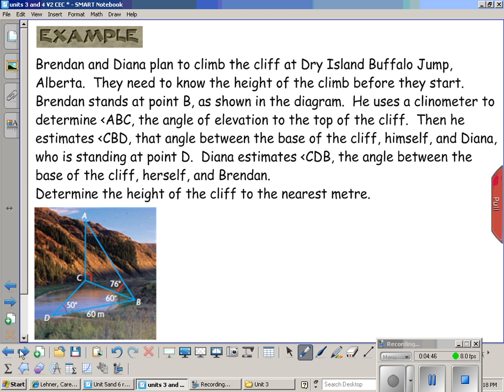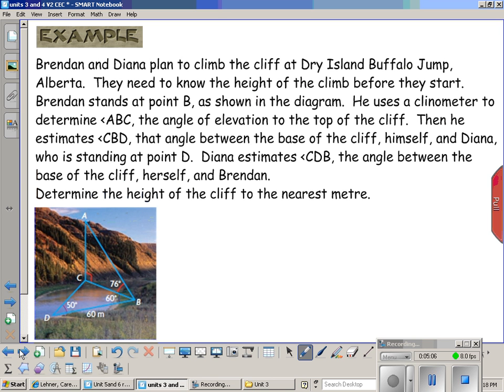Next example. Brendan and Diana plan to climb the cliff at Dry Island Buffalo Jump, Alberta. They need to know the height of the climb before they start. Brendan stands at point B as shown in the diagram. He uses a clinometer to determine angle ABC, the angle of elevation to the top of the cliff.